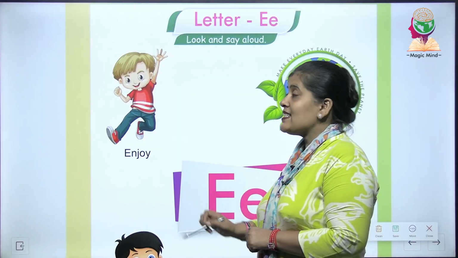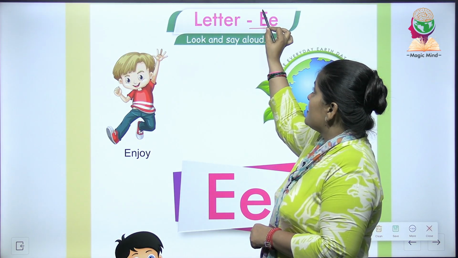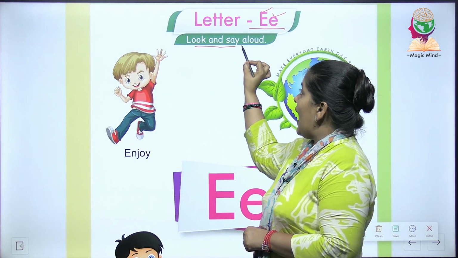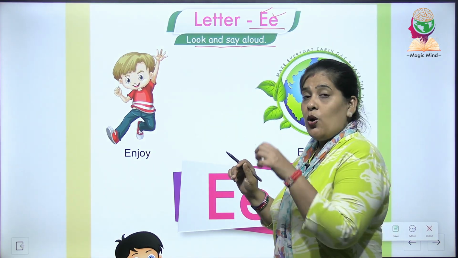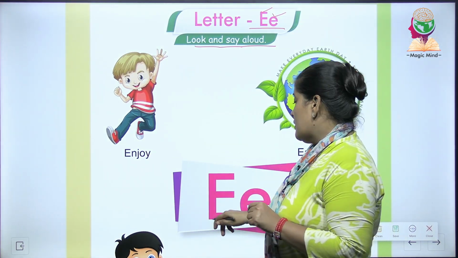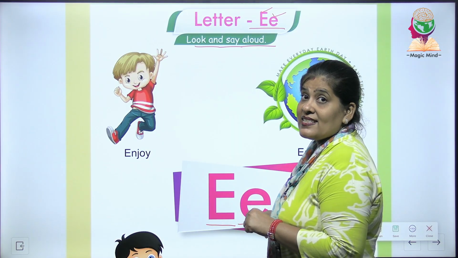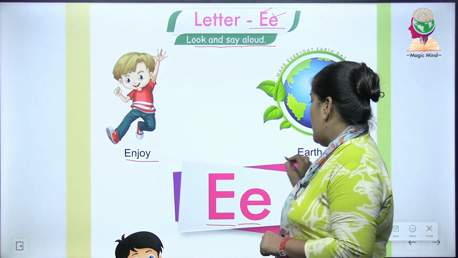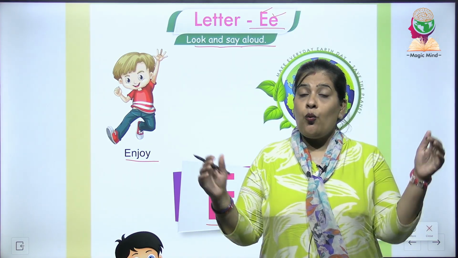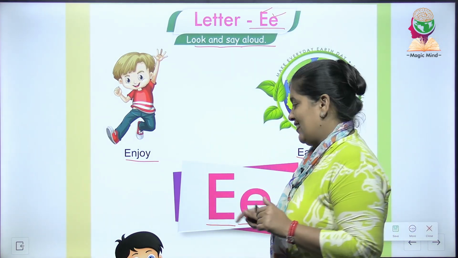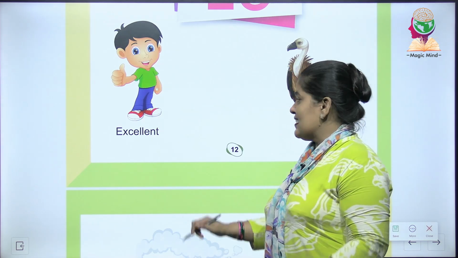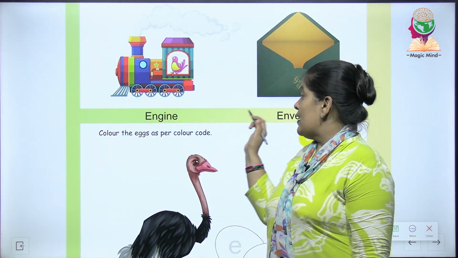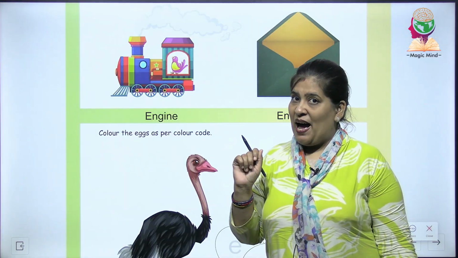नाउ द नेक्स्ट लेटर इज लेटर E. दिस इज कैपिटल E एंड दिस इज स्मॉल e. लुक एंड से अलाउड. Once again I am telling you, this is capital E and this is small letter e. E for enjoy, E for earth. We live on earth. E for excellent, and E for eagle. E for engine and E for envelope.